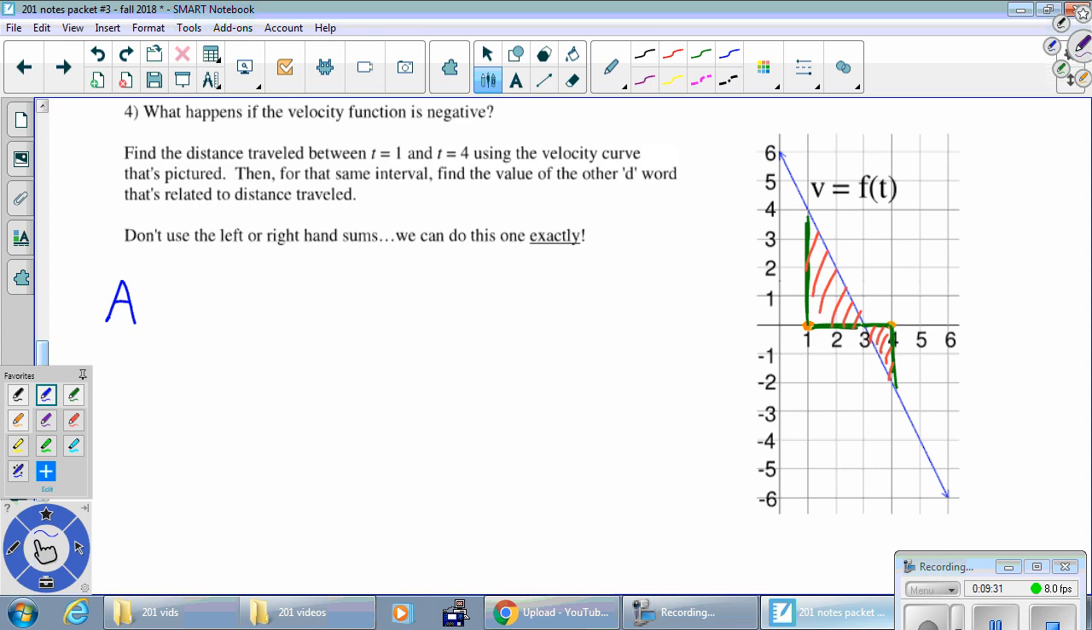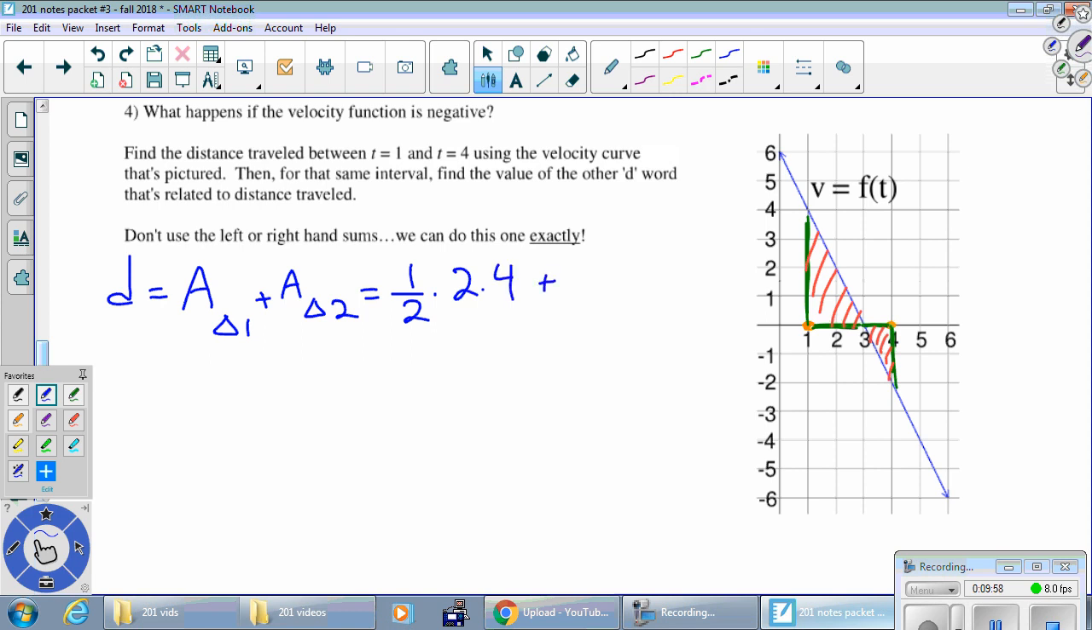So distance traveled is equal to the area of those triangles, area of triangle 1 plus area of triangle 2, we'll say, equals, okay, let's do the area of triangle 1. We know that it's half of the base times the height. So the base of the left-hand triangle is 3 minus 1, that's a 2, times the height, that looks like it gets up to 4.